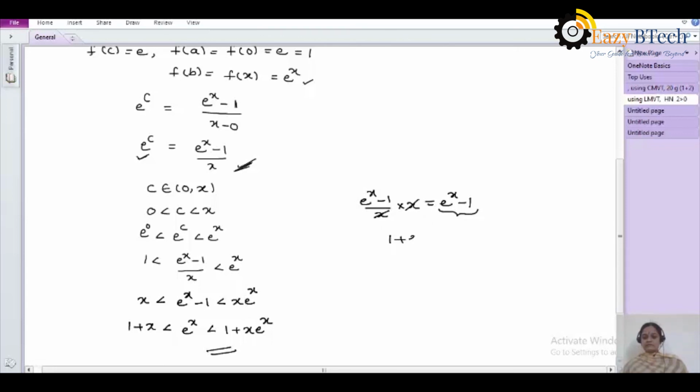Then 1 + e^x - 1, the 1 and -1 will be cancelled. That is equal to e^x. It is one of the very, very important proofs for you.